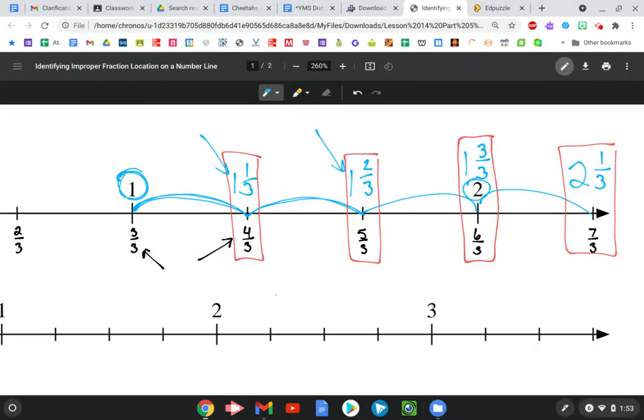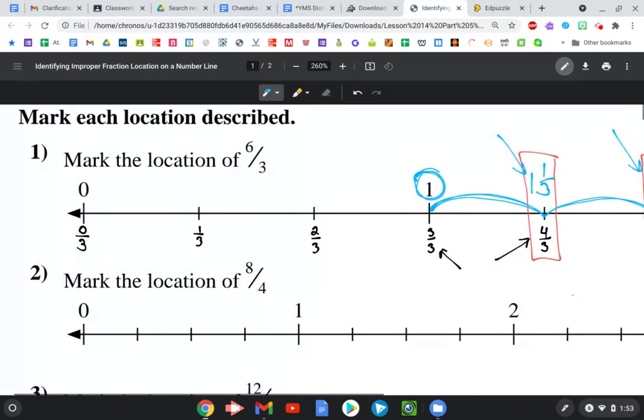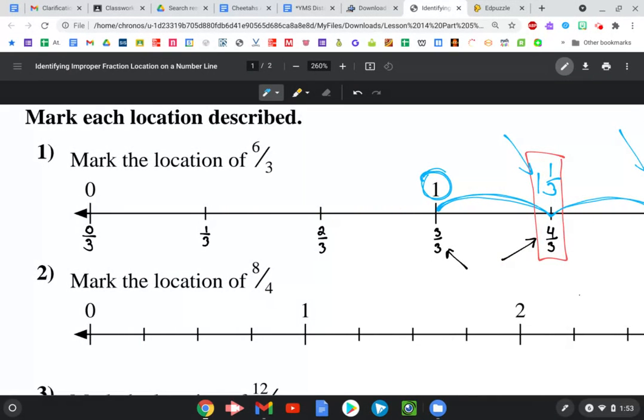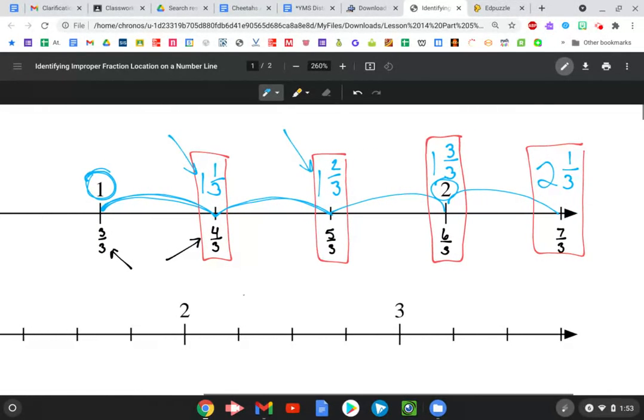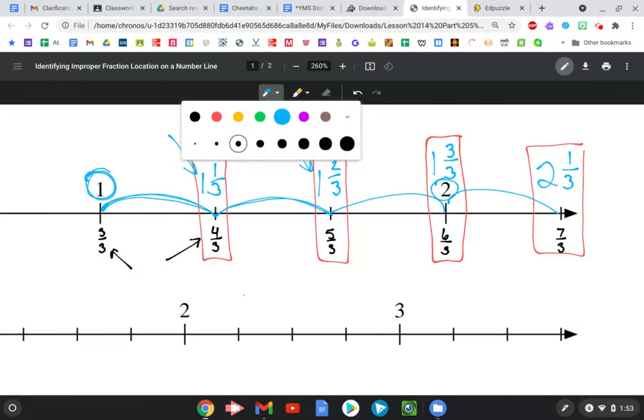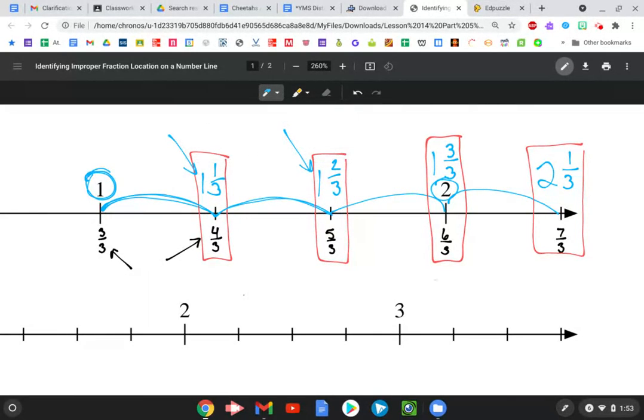All right, so there are directions here. We skipped them at the beginning, but that's okay. The directions say, mark the location of 6/3. Well, now that we have labeled our number line, we can go ahead and see that 6/3 is right here. So I'm going to mark it with a different symbol. Let's mark it with a green star. Oh, that's not green.